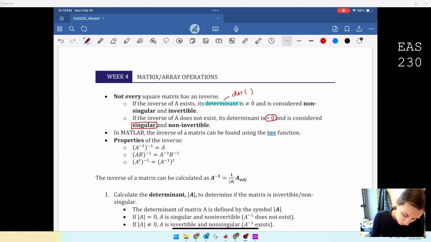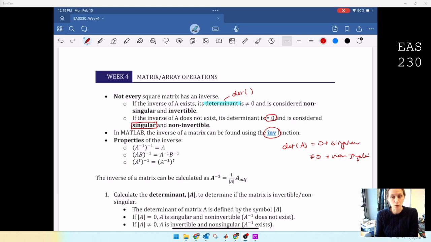So we either have determinant of a matrix equals 0, it's singular, non-invertible, inverse doesn't exist. Or it's not equal to 0, it's non-singular, it's invertible, its inverse does exist. If its inverse exists, you can use the INV function in MATLAB to figure it out.